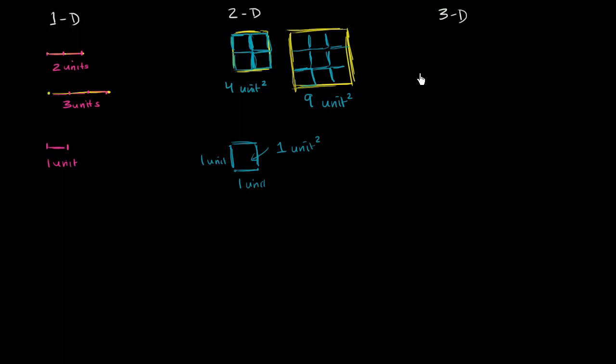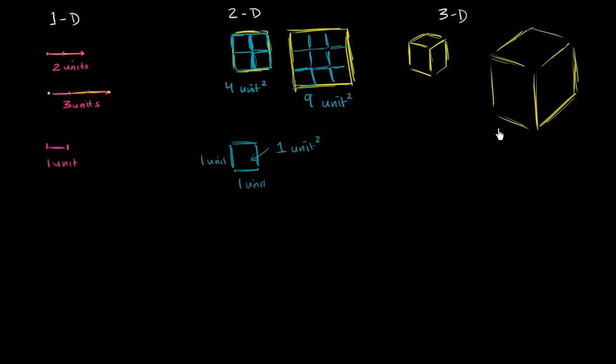So once again, if you have, let's say, an object, and now we're in 3 dimensions, we're in the world we live in, that looks like this, and then you have another object that looks like this, this second object takes up more space, more physical space than this first object does.